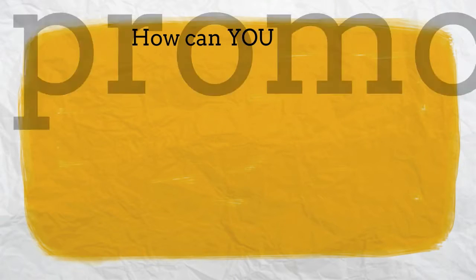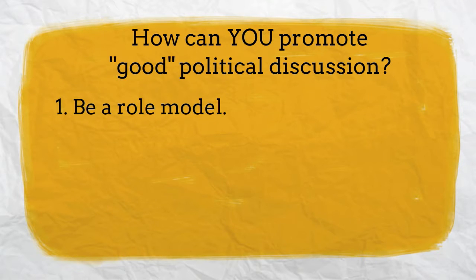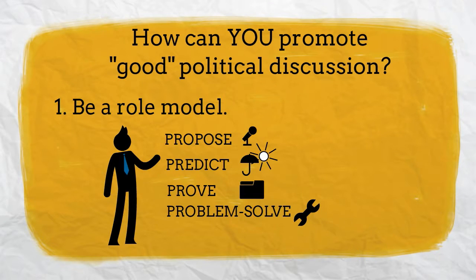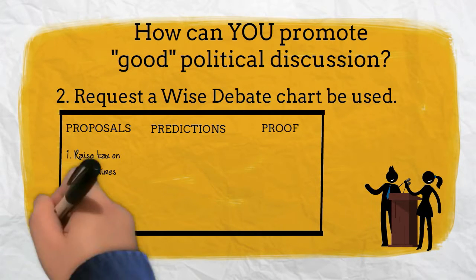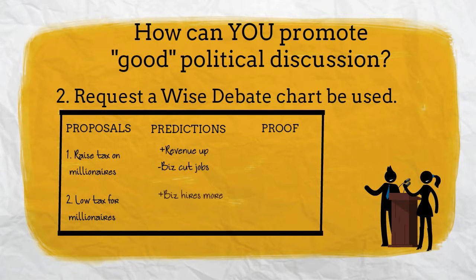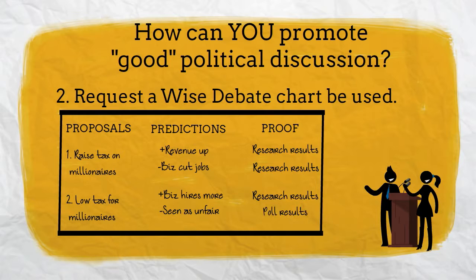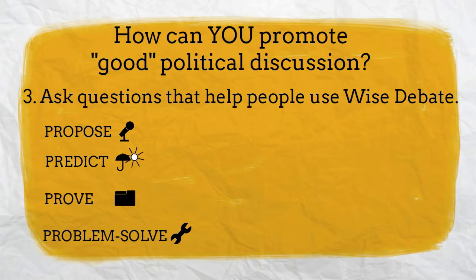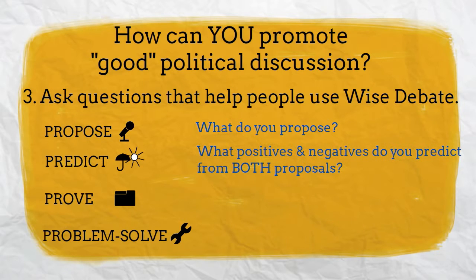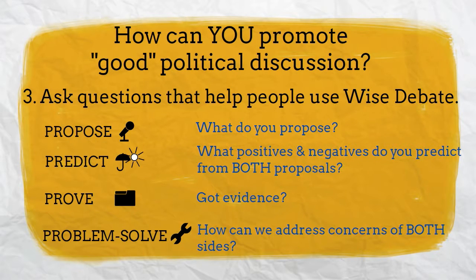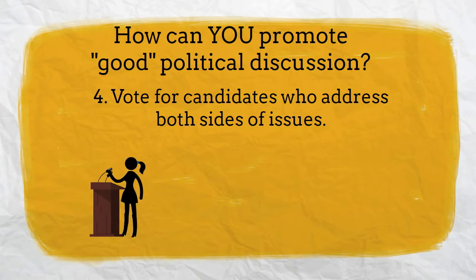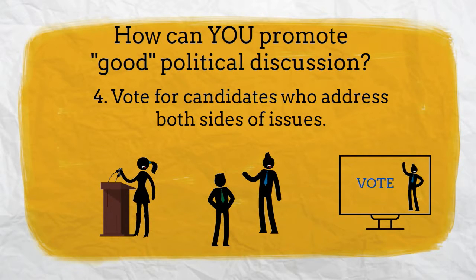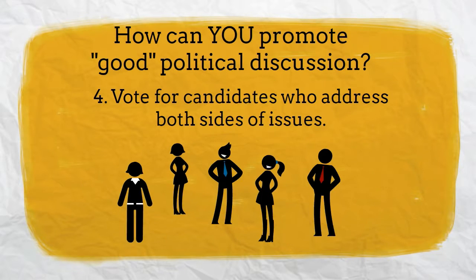So, how can you promote good political discussion? Be a role model. Use the wise debate approach yourself. Request that a wise debate chart show what participants say during political discussions, debates, or public forums. That could help us stop discussions that are emotion-based or off-point. Ask questions like these to help candidates and debaters use the 4 wise debate steps. And finally, vote for candidates whose speeches, debates, and campaign ads show that they address the concerns of both sides to issues, not just their own parties. They work for all of us.